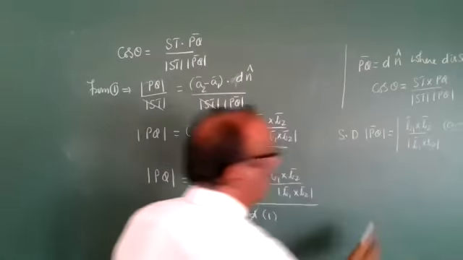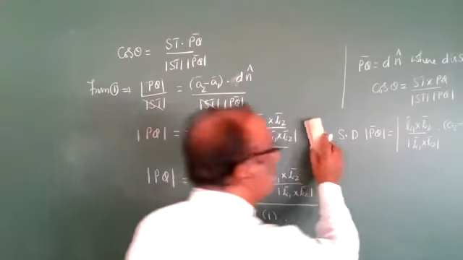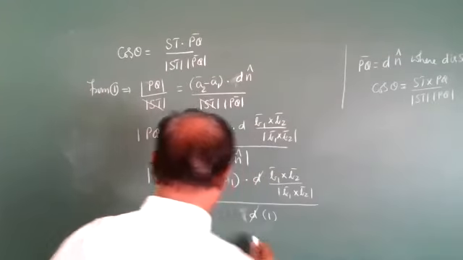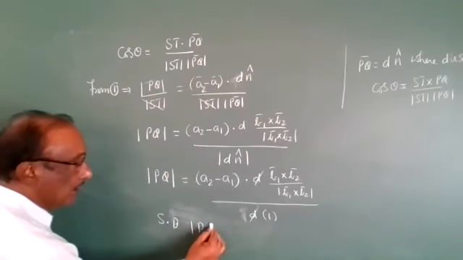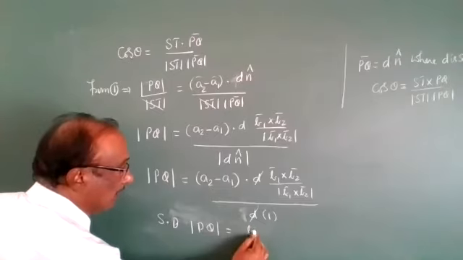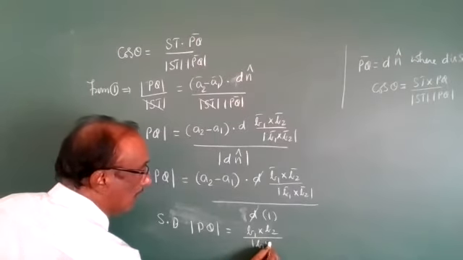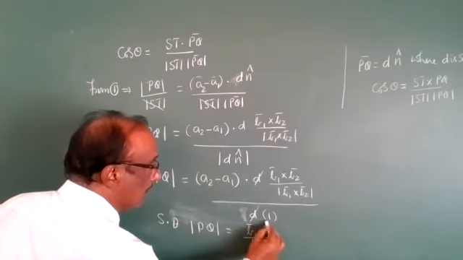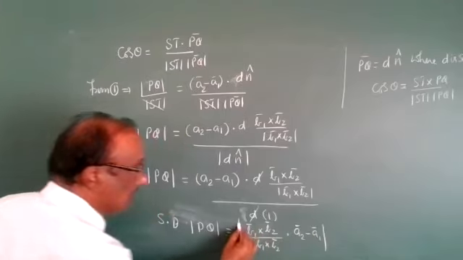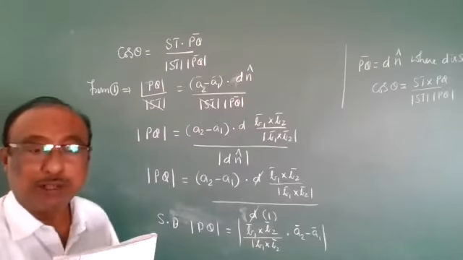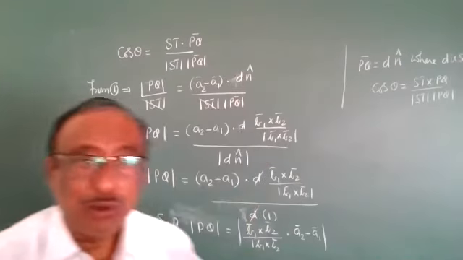You should write it in modulus. It obeys the commutative law, so you should write it in modulus. Shortest distance, everyone see. I will write shortest distance: modulus of PQ is equal to B1 cross B2 by modulus of B1 bar cross B2 bar, dot A2 minus A1 bar. So this is the shortest distance in vector form, you should represent it so.